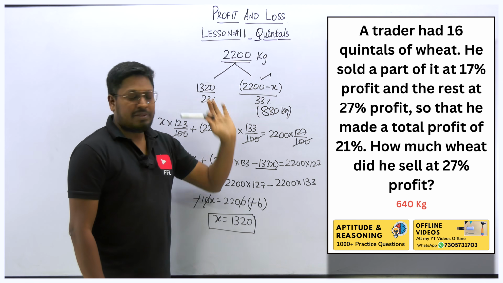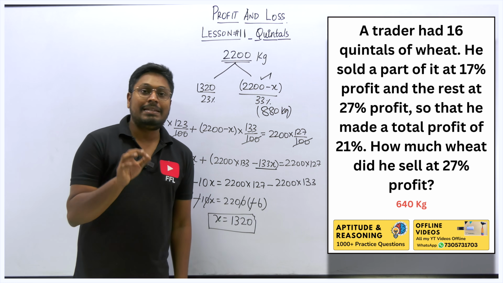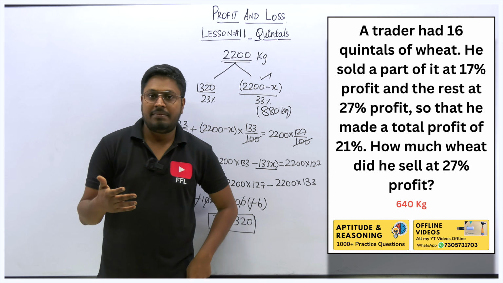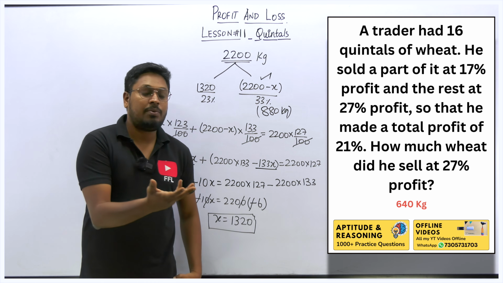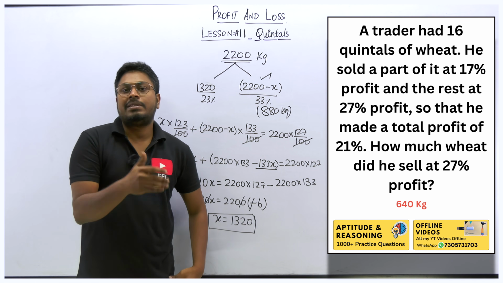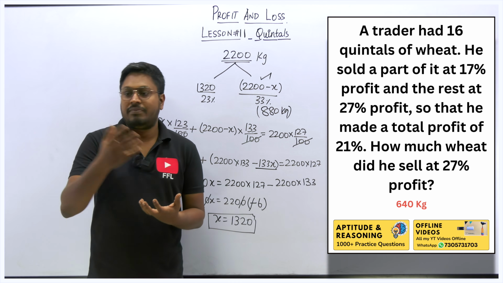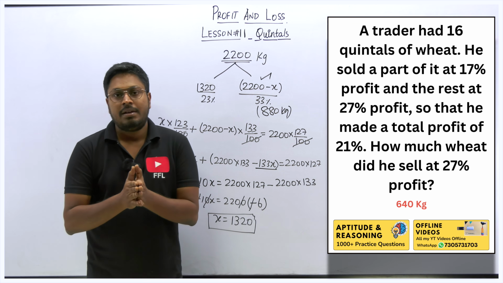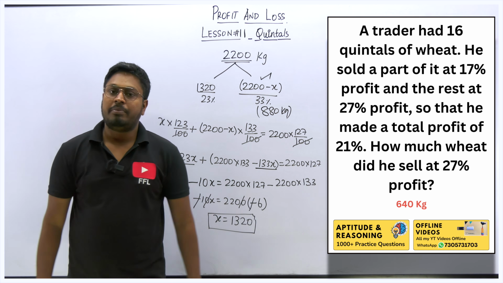Now only one more lesson to go, lesson number 12, which is called the dishonest dealer. Some faulty calculation will be made in the questions. They will give you a trader, and what the seller does is make some faulty calculations and cheat the customer, for example giving only 950 grams instead of 1000 grams. Those kinds of questions I will teach you in the next lesson. That will be the last lesson on the topic of profit and loss.